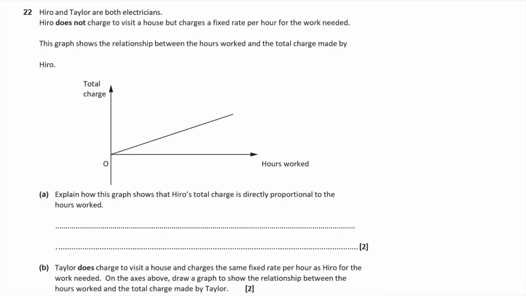So it is a straight line passing through the origin. Okay, so for direct proportionality it needs to be both a straight line to show it's linear and it has to pass through the origin. Okay, if it doesn't pass through the origin and it's a straight line, not directly proportional.